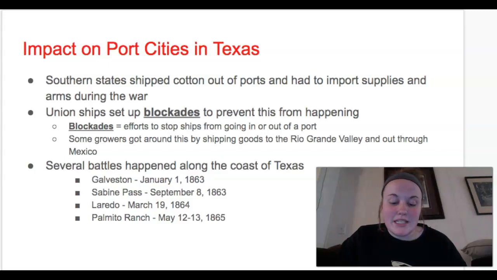In September 1863, Texas soldiers met Union forces at Sabine Pass. The Union forces pulled back after the attack. Later, Union forces lost the Battle of Laredo. Colonel Santos Benavides led the Confederate soldiers at Laredo. He was the highest-ranking Mexican-American who served in the Confederacy.